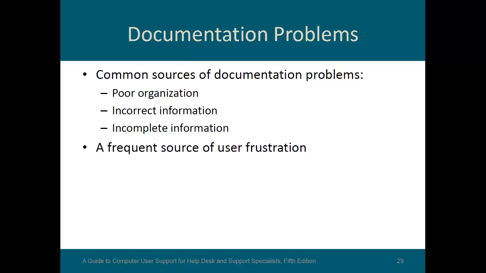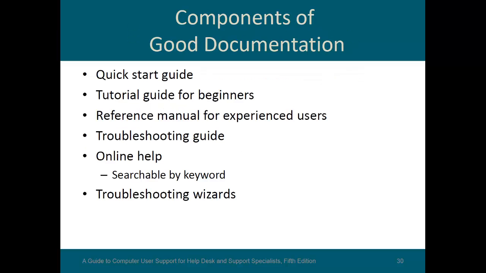Documentation problems. Common sources of documentation problems would be poor organization, incorrect information, or incomplete information. A frequent source of user frustration. Got to have it organized, and it's got to be complete and accurate.